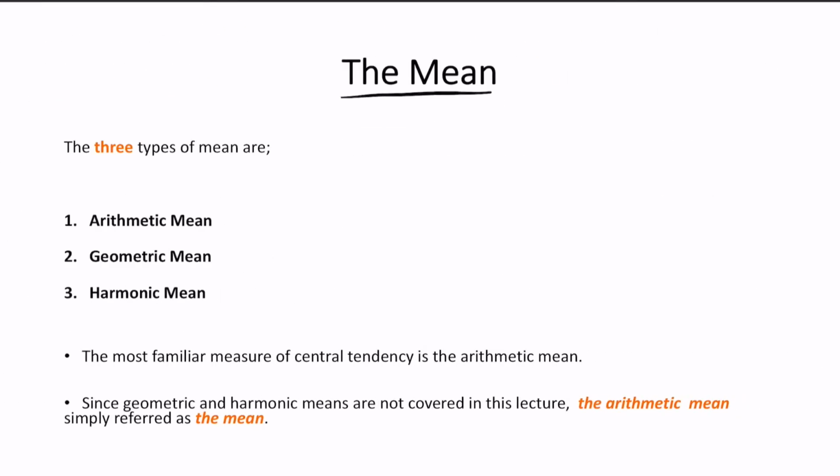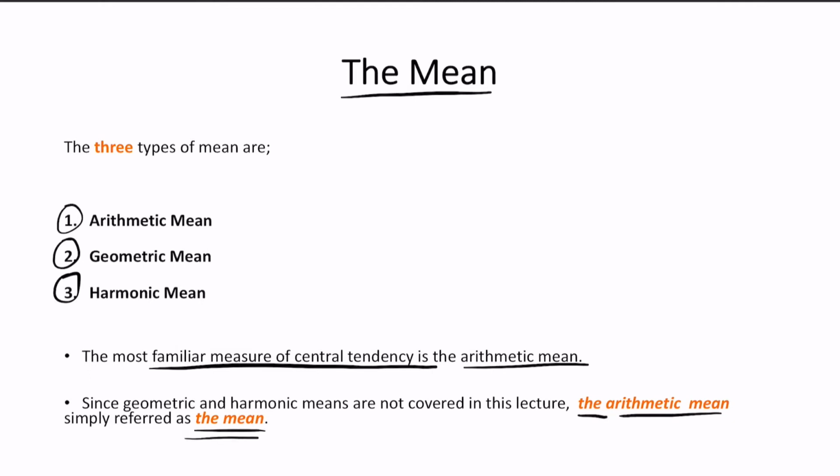Let's start with the mean. There are three types of means: arithmetic mean, geometric mean, and harmonic mean. But the most familiar measure of central tendency is the arithmetic mean. The geometric and harmonic means are not used in this lecture, mainly because they are more commonly used in calculus and algebra, and they are not of much use in biostatistics. The one that we focus on here is the arithmetic mean.